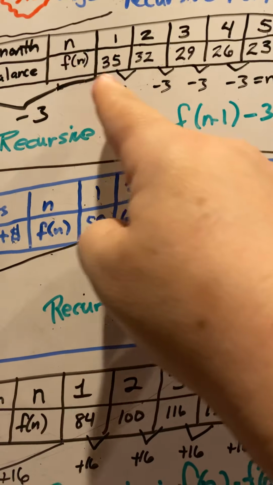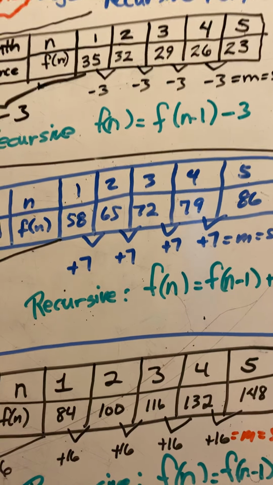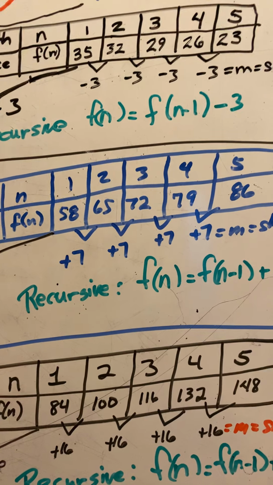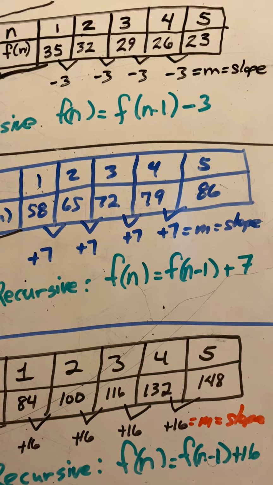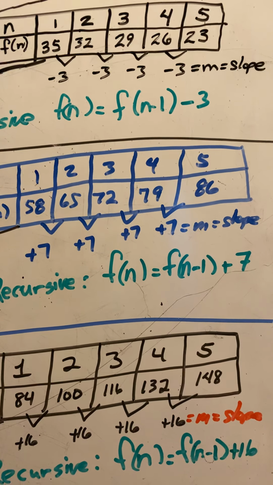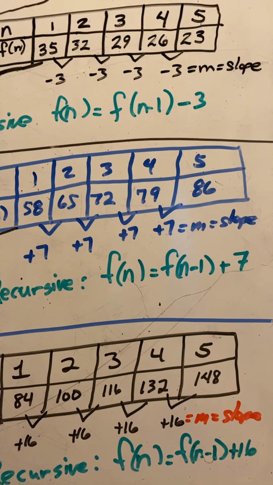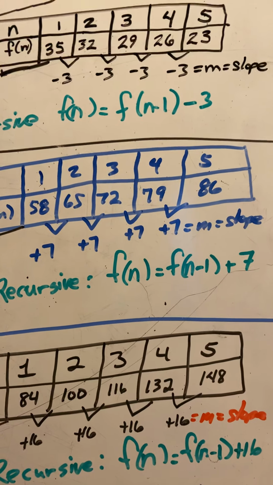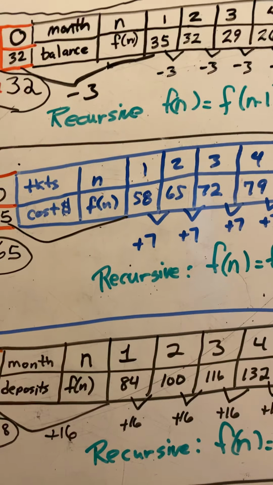So to get from 35 to 32, we're going down 3. 32 minus 3 is 29, minus 3, minus 3. Please make sure you do it for all of the terms in the sequence. So what is that? That's the m, which is the slope. We also call that the common difference when we're talking about sequences.